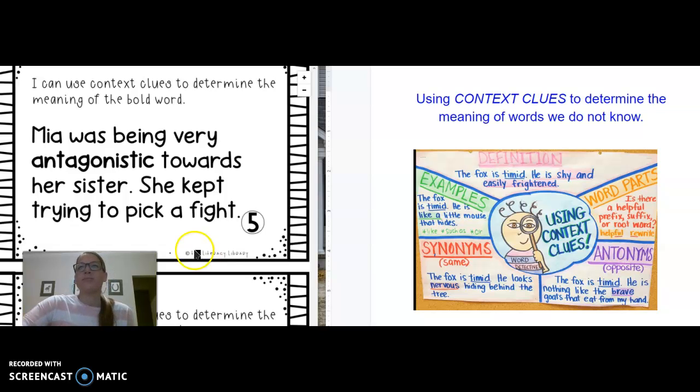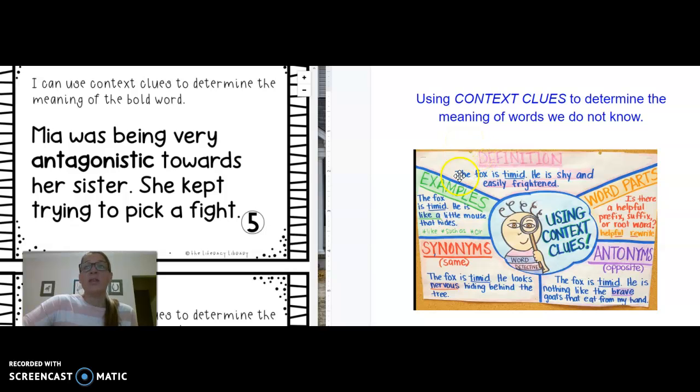So over here on the right, we have a cool chart that I actually think I have in my classroom that has some examples of how you can figure out what a word means. Looking at our chart, around the sides, we have 5 different ways that an author might give you clues to understand a word. The first one is they might just give you the definition right there in the sentence.